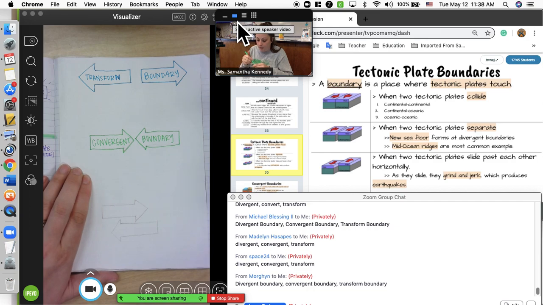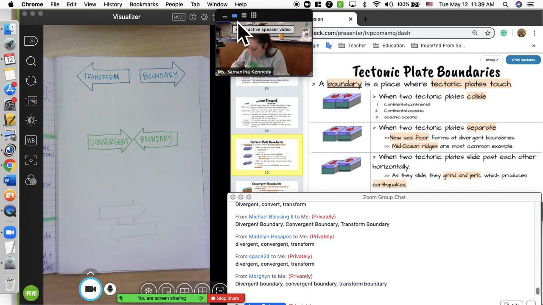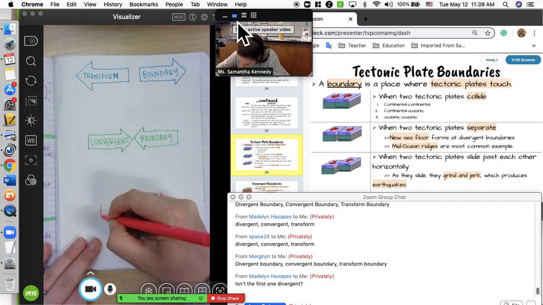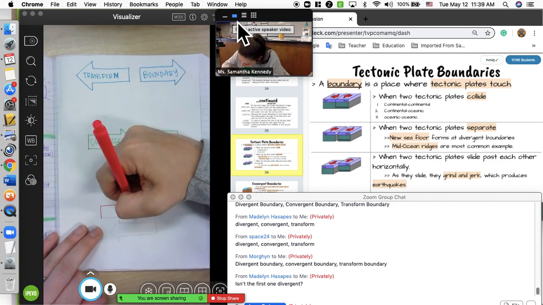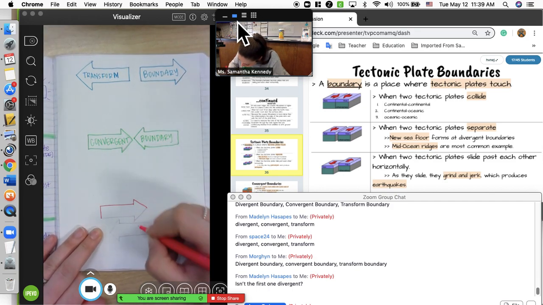Okay. And last but not least, we have transform boundary.